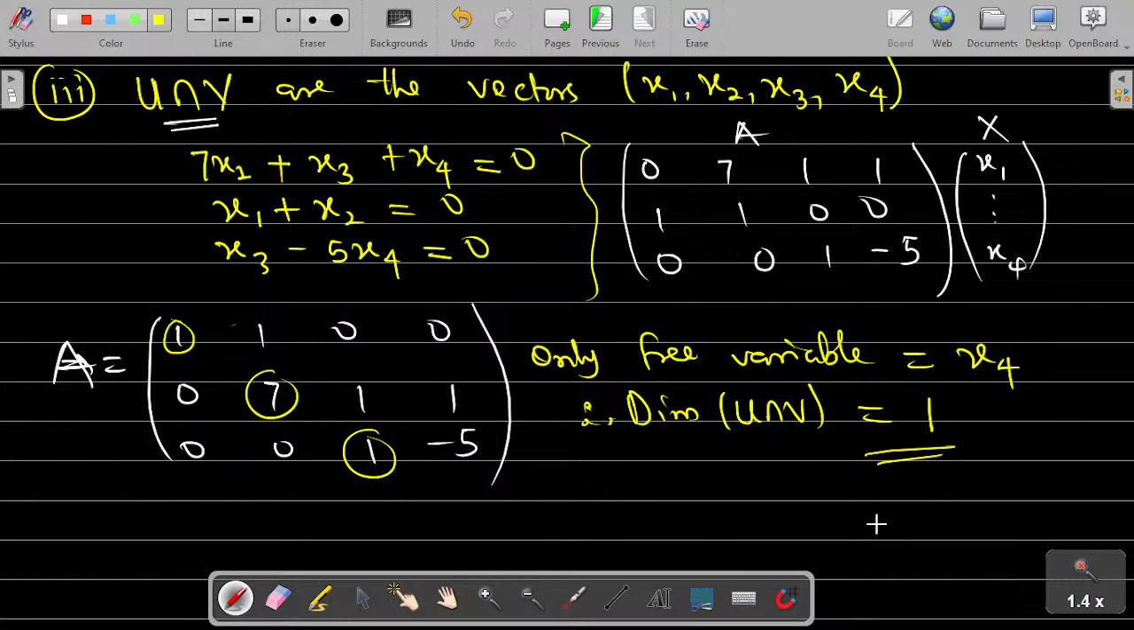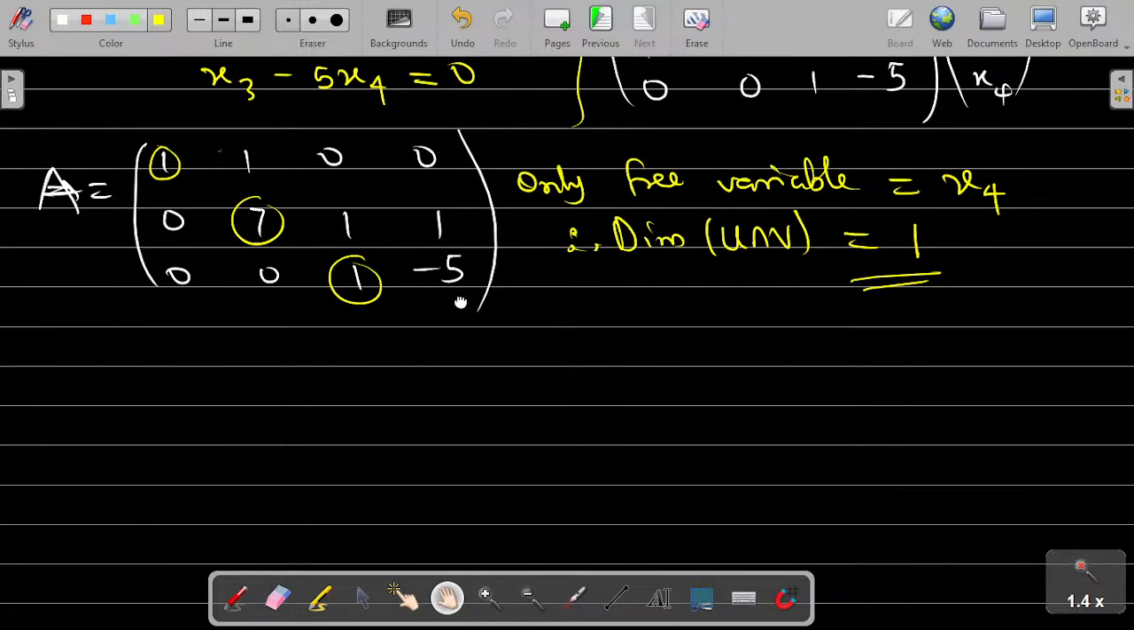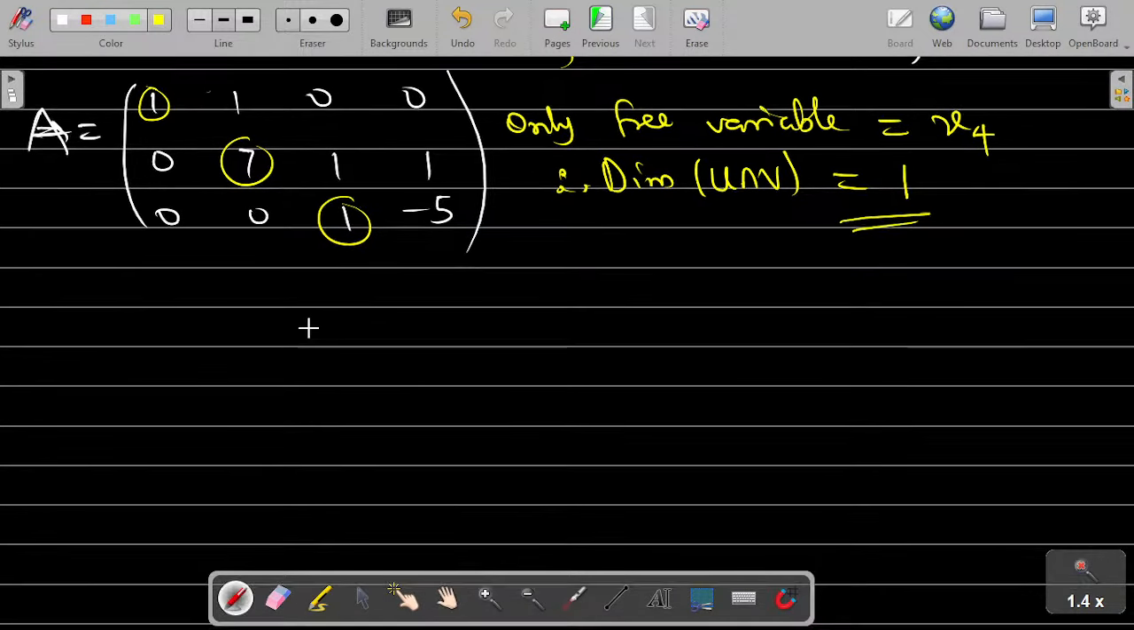And then to get the basis, all you need to do is solve what you have here, and you discover that all of them will only depend on x4, because x4 is the only free variable. Starting from equation 3, that's row 3, we have x3 minus 5x4 equal to 0, which gives you that x3 is equal to 5x4.